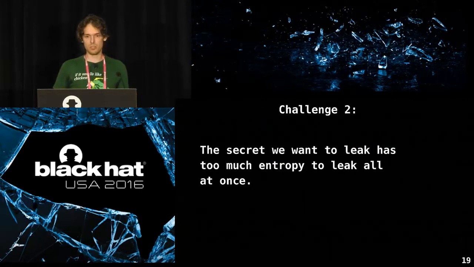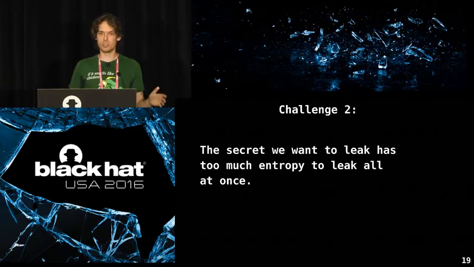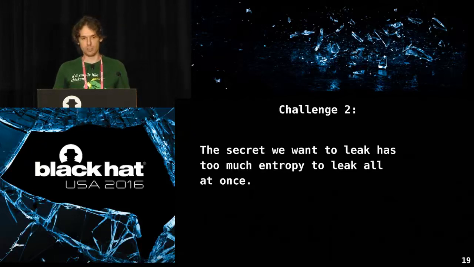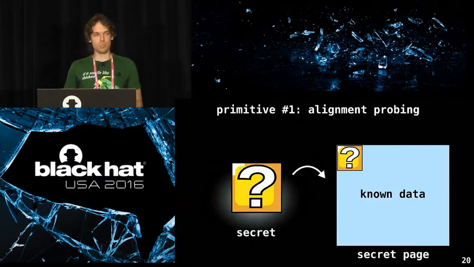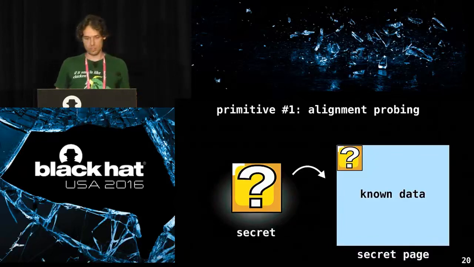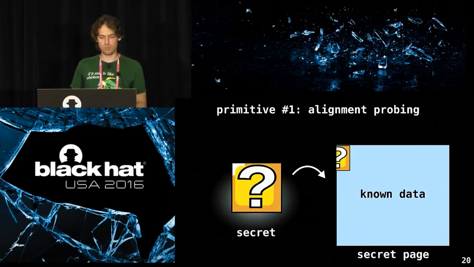The second problem is that the entropy of the secret might be too big. So for every possibility, you need to create a page which is 4096 bytes big. And then with the amount of bits of entropy you need, the size requirements go up exponentially. So what if you want to leak a high entropy secret? You need a way to only leak part of the secret at a time.